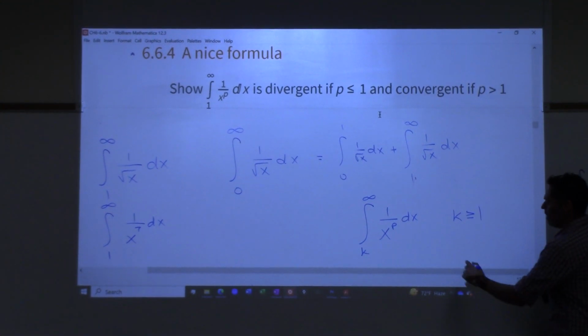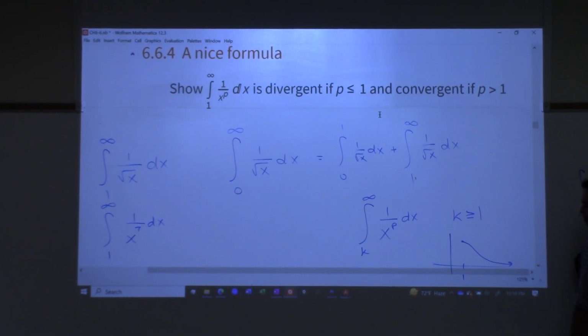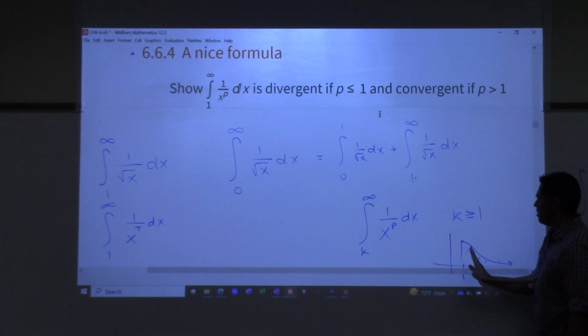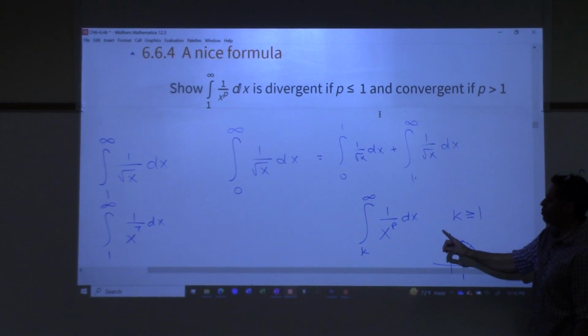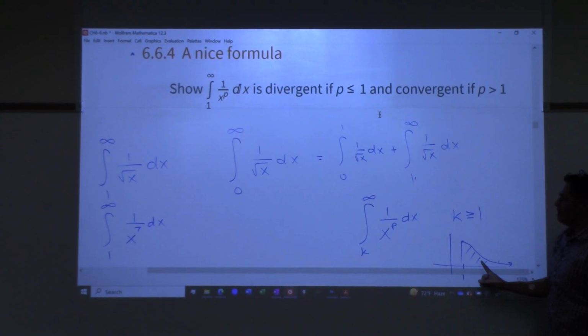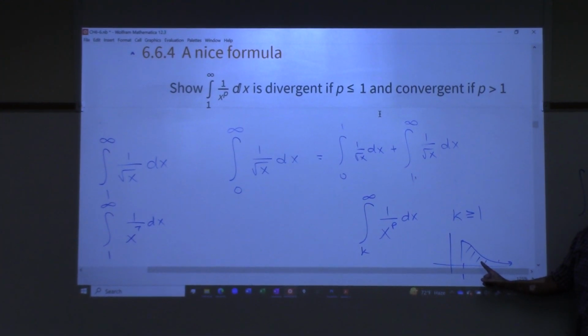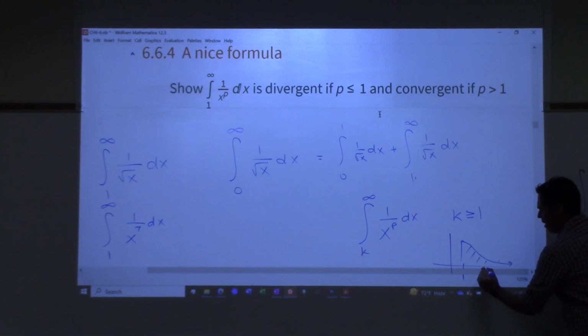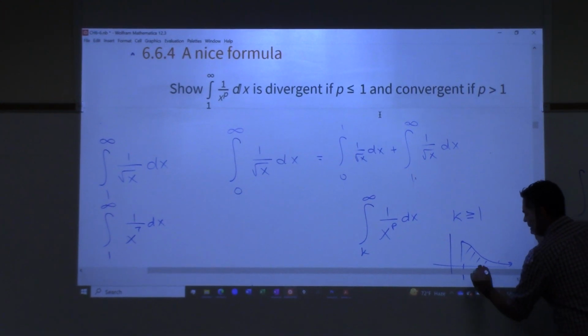Let's think about what this is saying. We have some function at 1 at something, and then we know it dives down to 0. The area here, if this p is less than or equal to 1, this area is infinite. If this p is greater than 1, then this is going to be a finite area, right? That's what we know so far. What I'm saying is, what if you take a point to the right of 1, k, and you talk about this area instead?